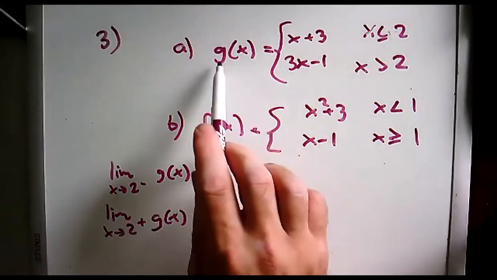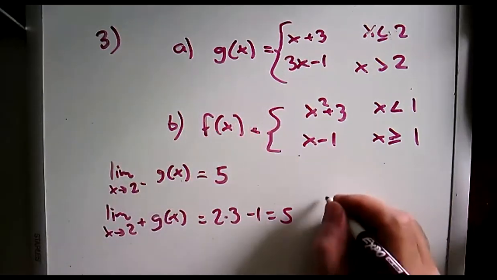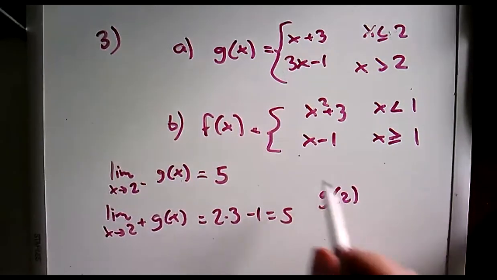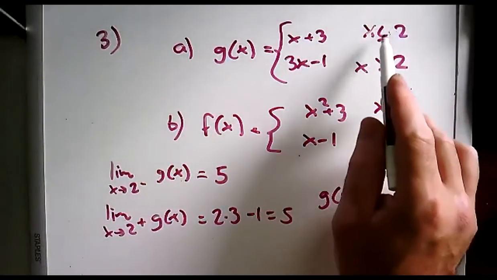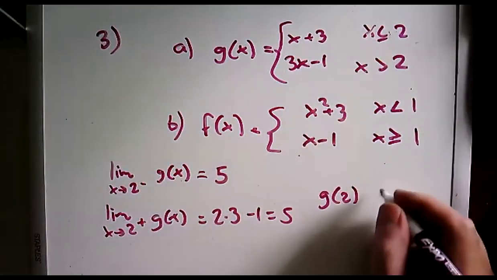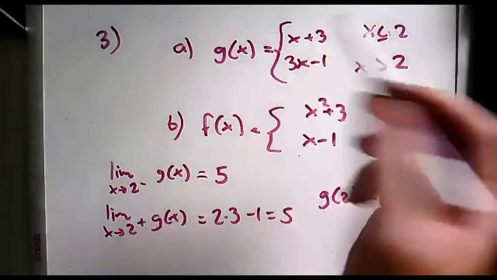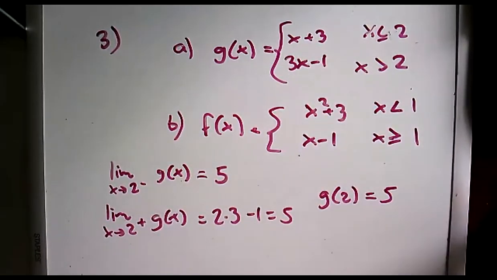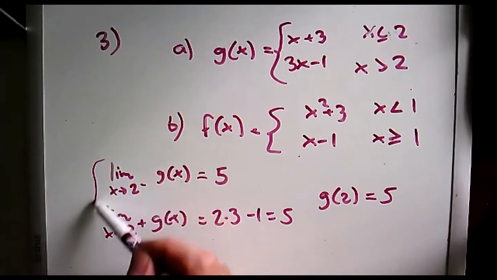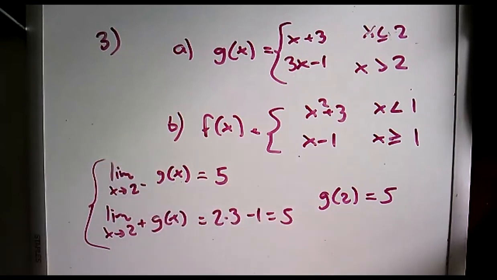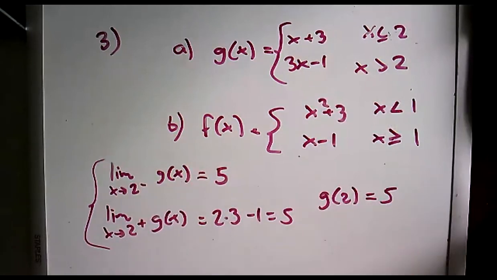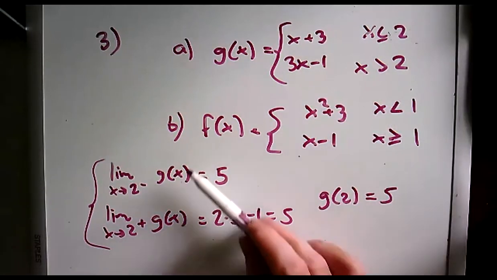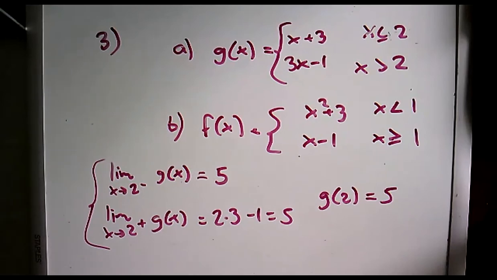Second, let's evaluate g of 2. What is g of 2? Well, g of 2 tells us to use the upper definition, right? That's the one we should use when x equals 2, so we plug it in. g of 2 is 2 plus 3, so it's 5. And we can see that the limit exists because the left and right-hand limits are the same. The function exists, since we're able to plug in x equals 2. And importantly, those two things are equal. The limit and the function value are equal.